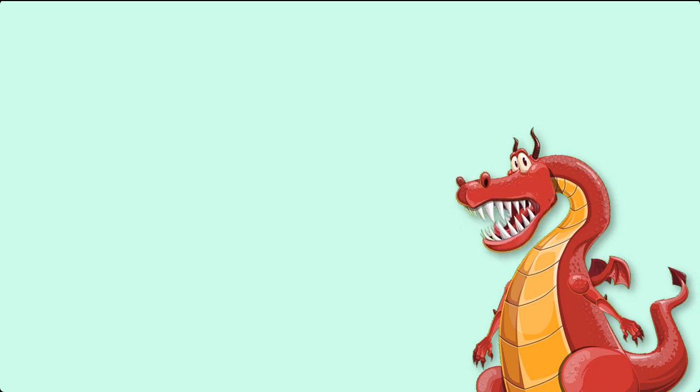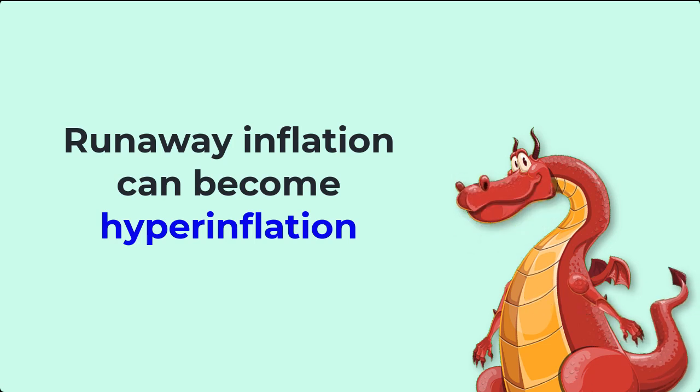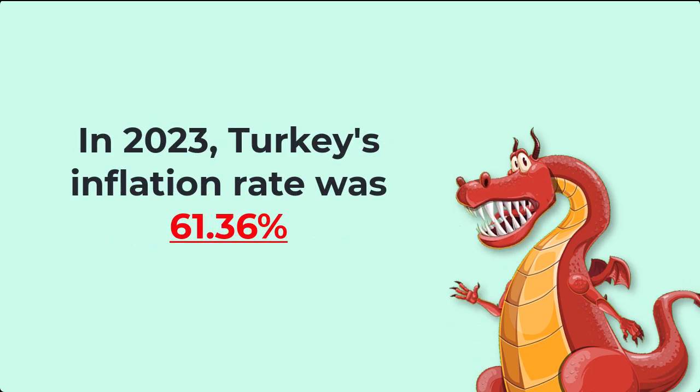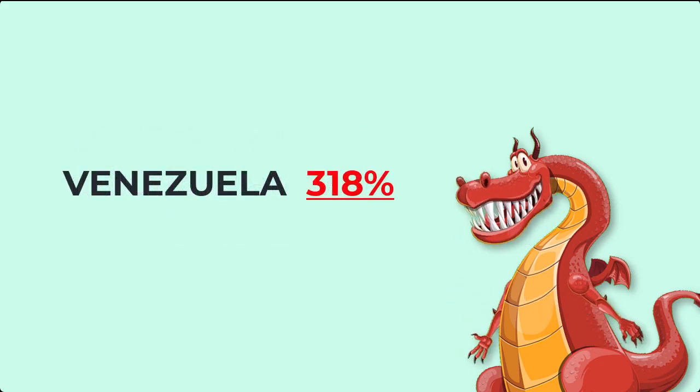A steady rate of anticipated inflation allows people to plan. We want some inflation for growth, but not uncontrolled runaway inflation, because that would make it impossible for people to live. In a worst-case scenario, runaway inflation can become hyperinflation. In 2023, Turkey had an inflation rate of 61.36%. Crazy, huh? And that only made it the country with the 6th highest inflation in the world. The country with the highest inflation in 2023 is Venezuela at 318%.